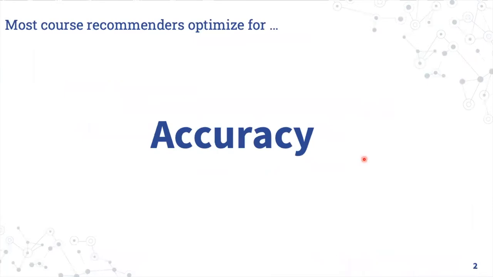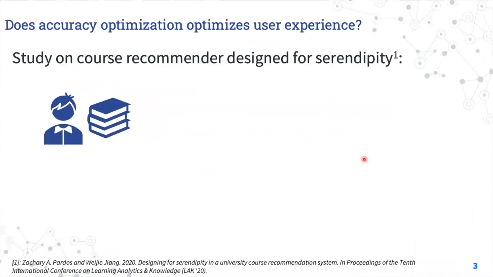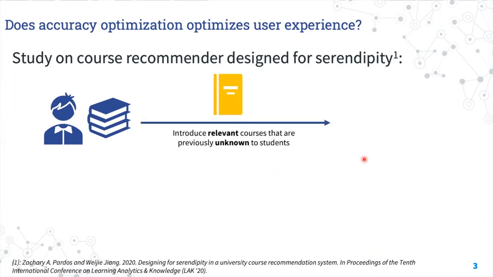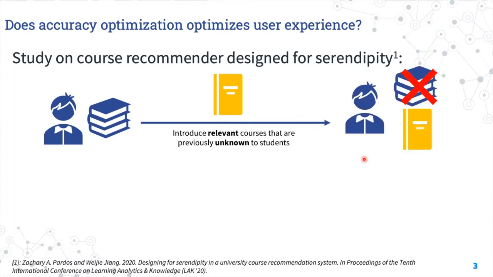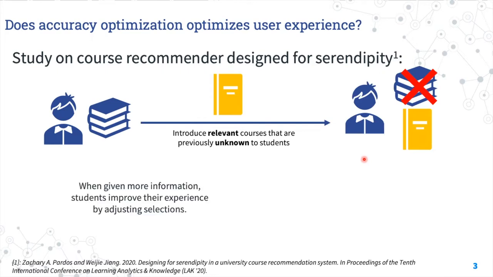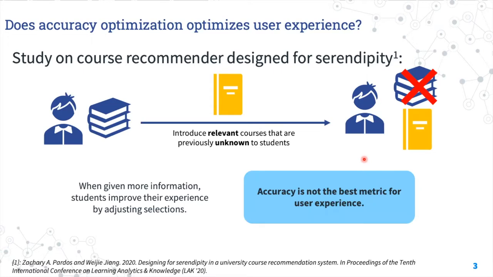However, the question we want to ask is whether accuracy optimization optimizes user experience as well. The answer seems to be no based on existing studies. When students are introduced to relevant courses that are previously unknown, they are likely to prefer the relevant new courses over the original course plan. The fact that they can improve their experience suggests to us accuracy is not the best metric for user experience.